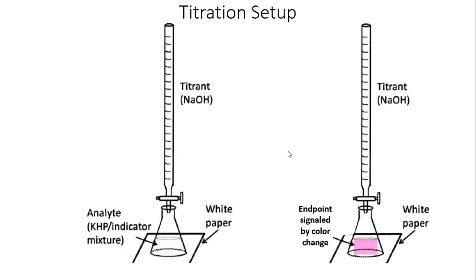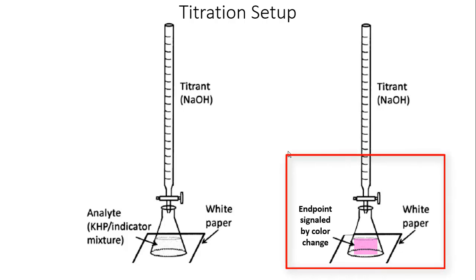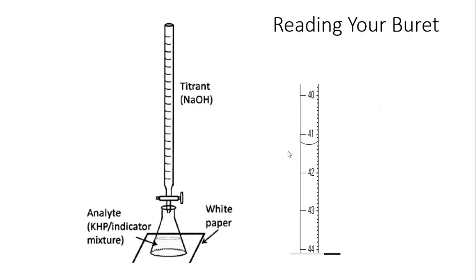And as I add it, I also see here on the right, at the end point, there'll be a color change because the analyte contains an indicator. Okay, so the analyte contains an indicator, and at the end point, the color changes, and that's how I know when to stop. And then after that, I need to measure how much sodium hydroxide I put in.